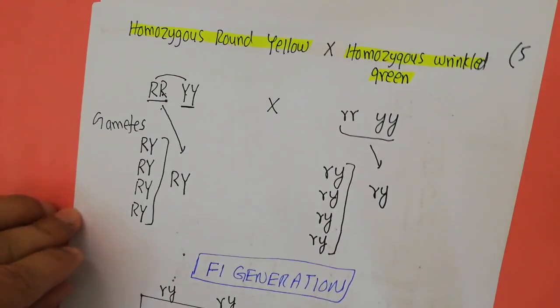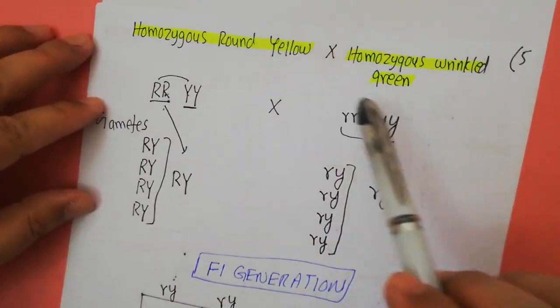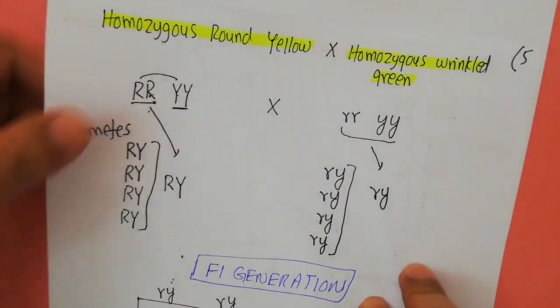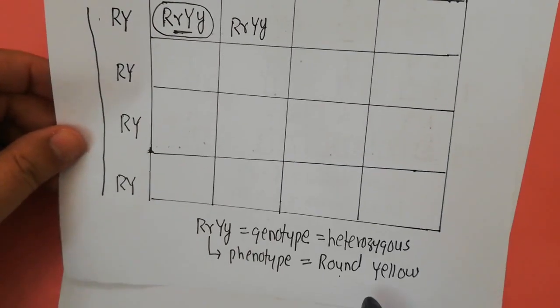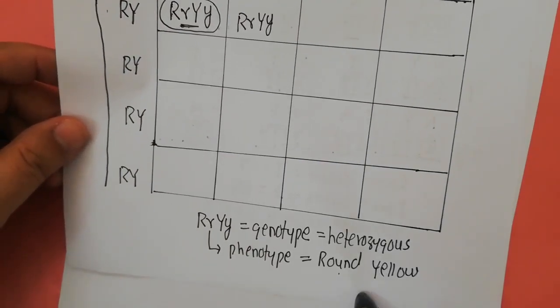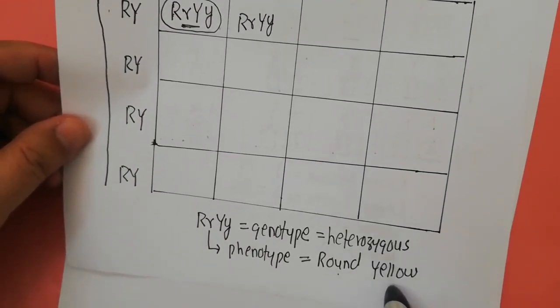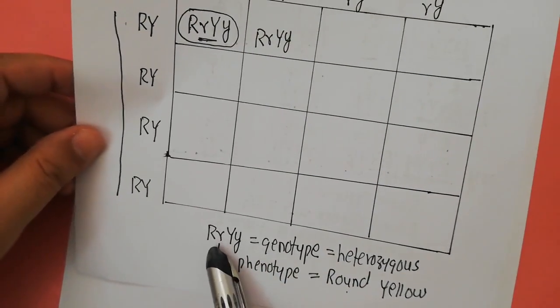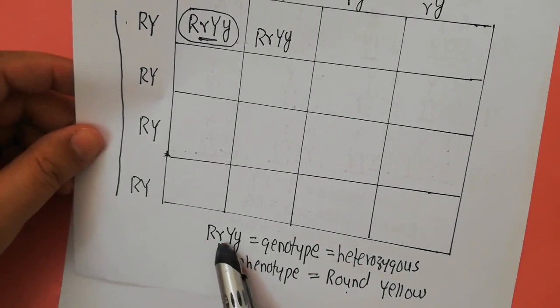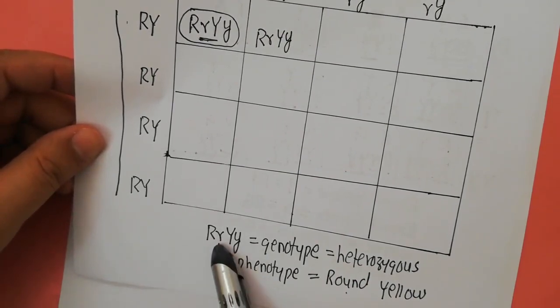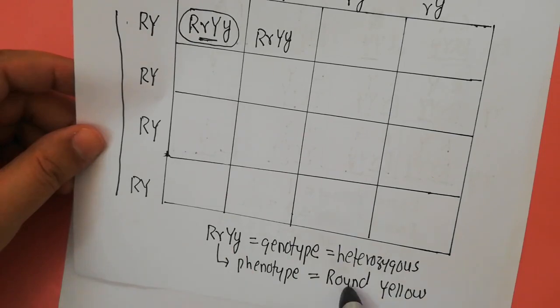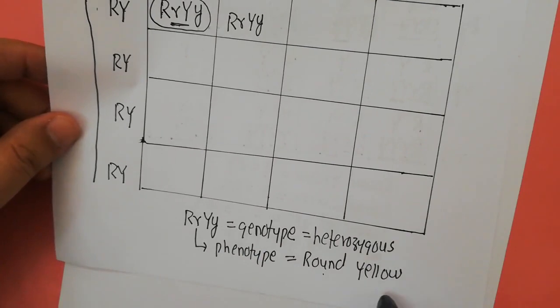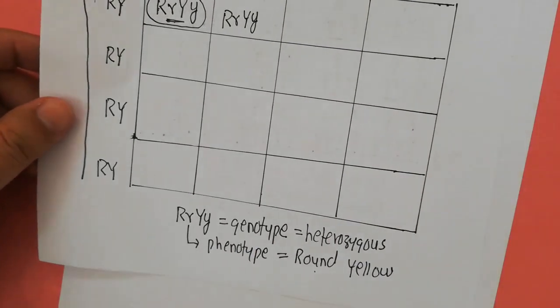So in the dihybrid crosses, when he crossed the homozygous round yellow plant with a homozygous wrinkled green plant, in the F1 generation all of the offspring were round yellow, but of course their genotype was heterozygous, because the capital R is dominant over the small r, so the phenotype for this trait will be round, and the capital Y is dominant over the small y, so the phenotype will be yellow in nature.